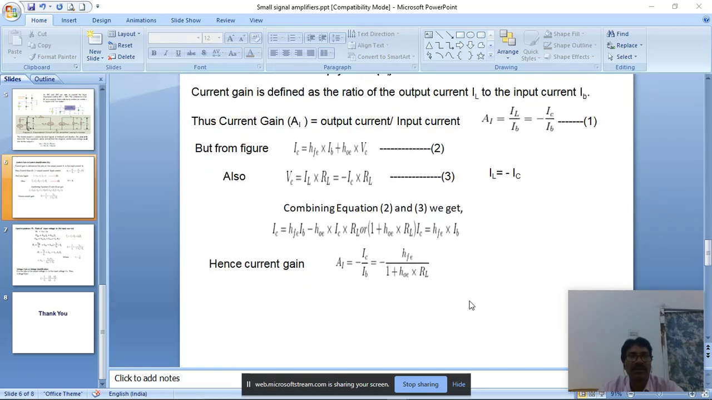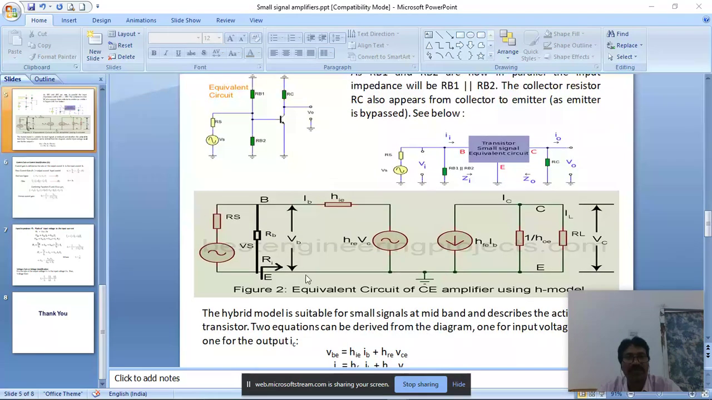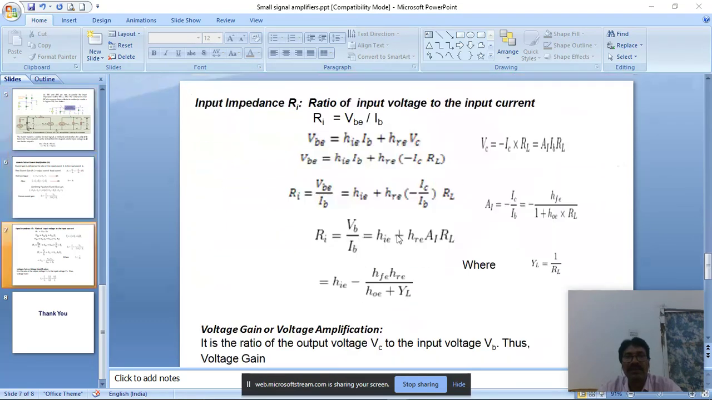Similarly, the second one is input impedance. What is the definition of input impedance? Input impedance is defined as the ratio of input voltage to input current. Ri equals VBE by IB. So from the figure, what does VBE equal? VBE is the voltage across this resistor plus this voltage, that is HIE IB plus HRE VC. So VBE equals HIE IB plus HRE VC. We know that VC equals minus IC RL, so we have to substitute it here.